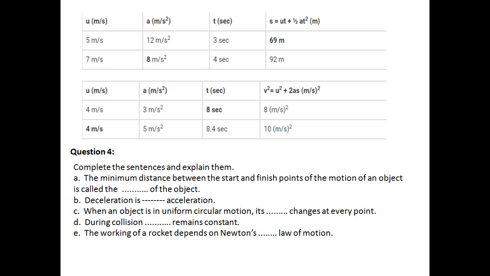Question number 4 is the type of fill in the blanks. Complete the sentence and explain them also. Okay. So the minimum distance between the start and finish point of the motion of an object is called dash of the object. What will be the answer?